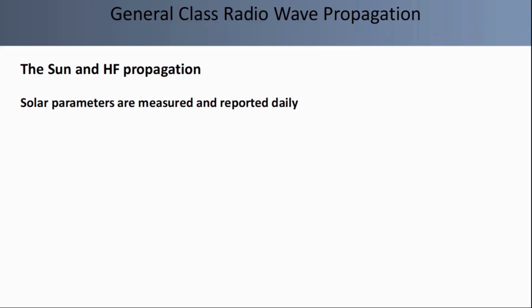Okay, solar parameters. They are measured and they are reported daily. There's numerous websites where you can go and look up the latest solar data. I do that weekly. One of the things you'll see reported is the K index. And in the question pool, you'll be asked, what does that represent? The K index is a measure of the short-term stability of the Earth's geomagnetic field.